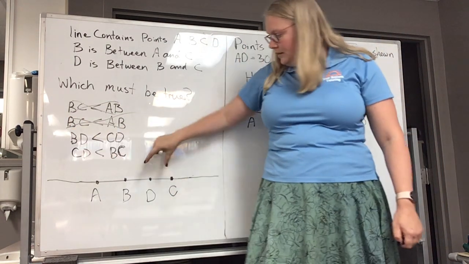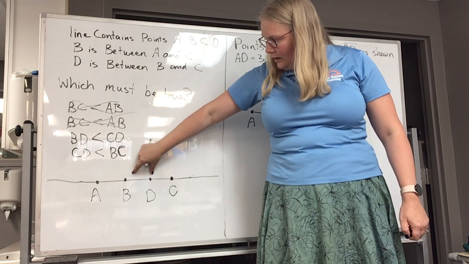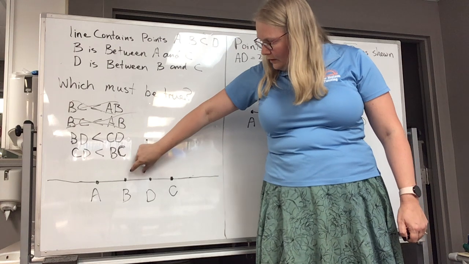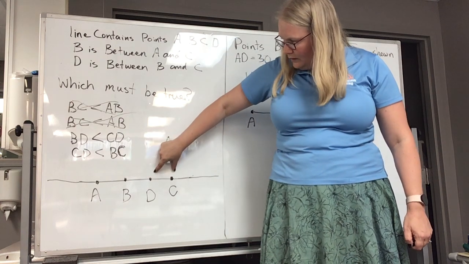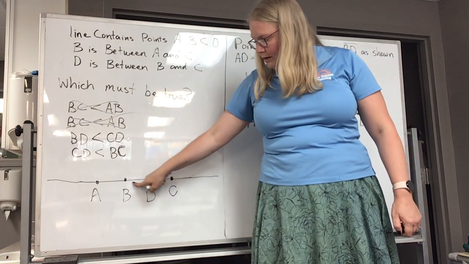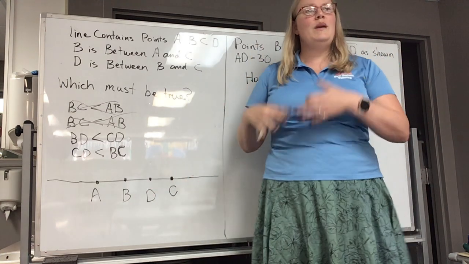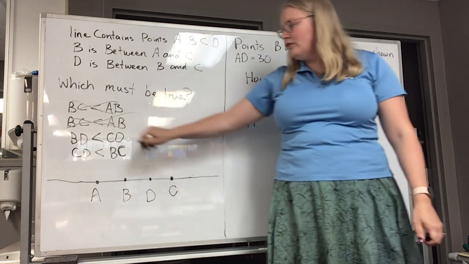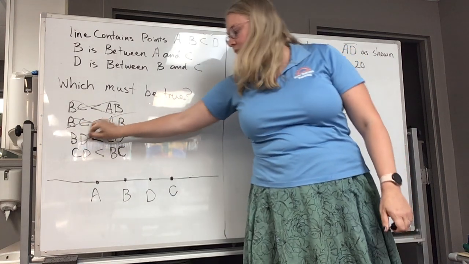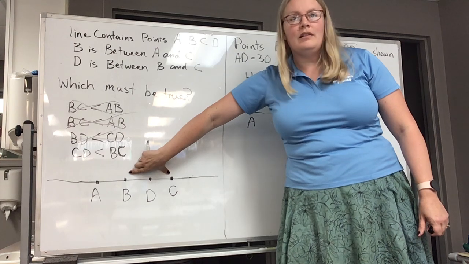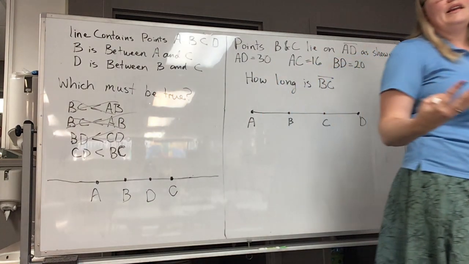BD is going to be smaller than CD. So again, D could move anywhere along here. Could be anything. And so this one does not have to be. Maybe BD is smaller, but maybe it's larger. It could slide anywhere.